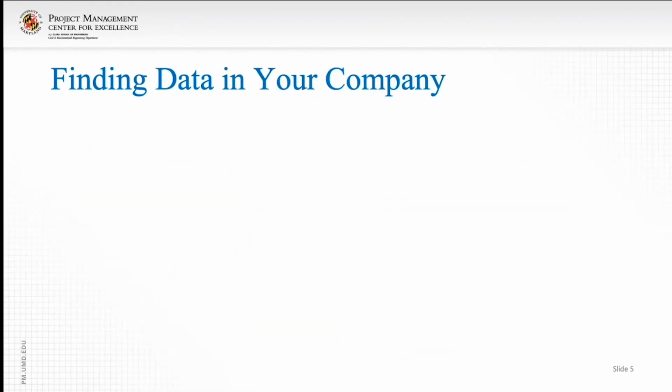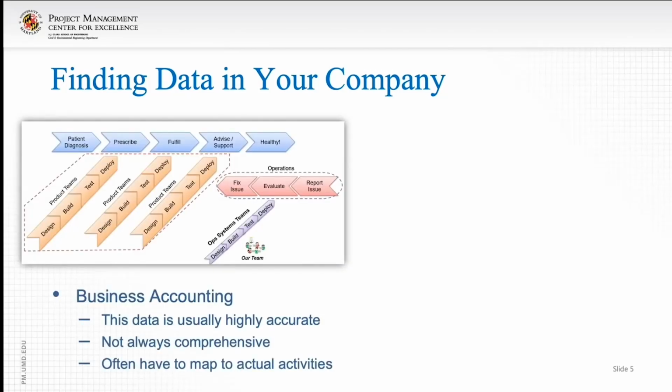So what about your company? Your company actually has a lot of great data available to it. And in fact, if you think about your company and all the different services and how they're connected, again, using that systems thinking, we immediately would look first to our business accounting, which usually is highly accurate, has a lot of comprehensive data, but it may not exactly map to your actual activities because of the fact that it's accounting. It may not be project allocated or product allocated. It may be allocated to different units. So you might have to do some parsing.